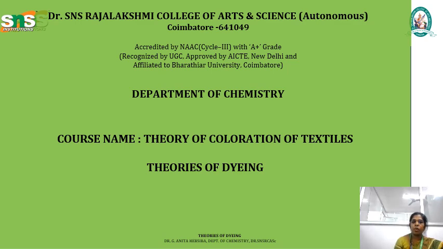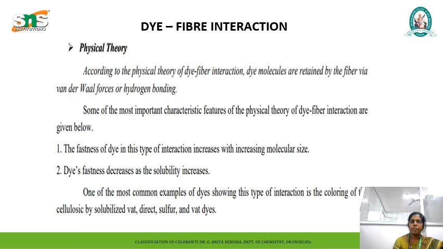Today we are going to discuss the different theories behind the dyeing of textiles. The first theory is physical theory. According to the physical theory of dye-fiber interaction, dye molecules are retained by the fiber by means of van der Waals forces or hydrogen bonding. There is no strong chemical bond involved in it. Actually, a dye should be bonded to a fiber in such a way that it fixes to it. So in that sense, we are going to study these theories.